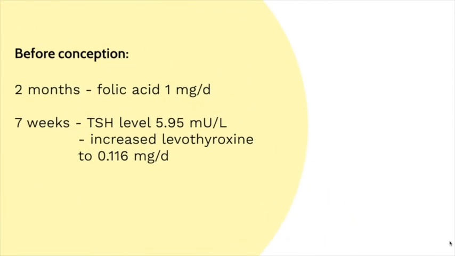Before pregnancy, she began taking folic acid around 2 months before the conception occurred, in the dosage of 1 milligram per day. And then 7 weeks before the planned conception, she measured her hormone levels and found that her level of thyroid-stimulating hormone was 5.95 milliunits per litre. This is almost 2 times greater than the normal level it should be in the blood plasma. So she increased her dosage of levothyroxine to 0.116 milligrams per day.